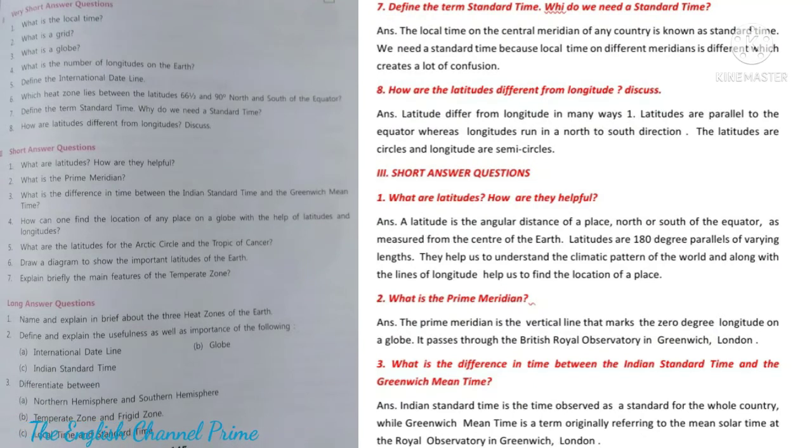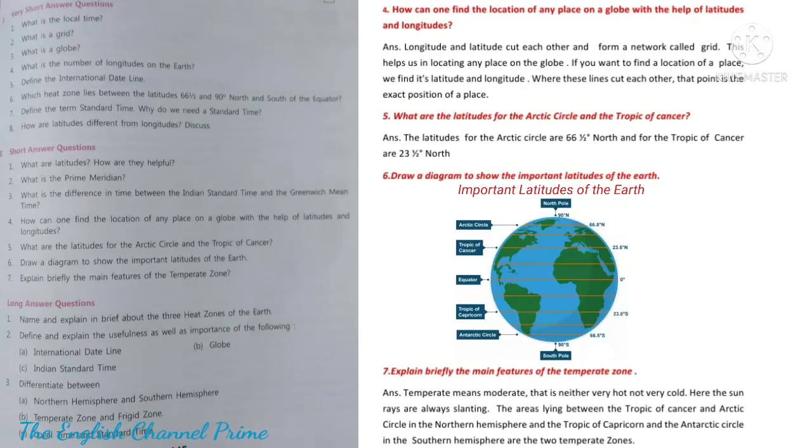Third question, what is the difference in time between the Indian Standard Time and the Greenwich Mean Time? Answer, Indian Standard Time is the time observed as a standard for the whole country, while Greenwich Mean Time is a term originally referring to the mean solar time at the Royal Observatory in Greenwich, London. Done.